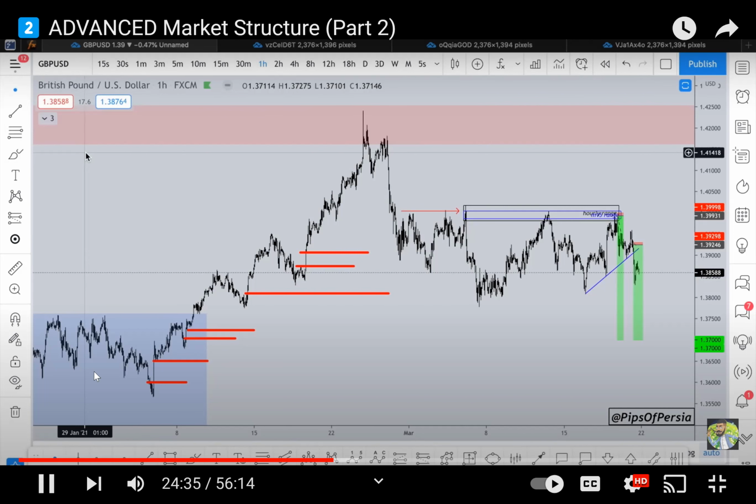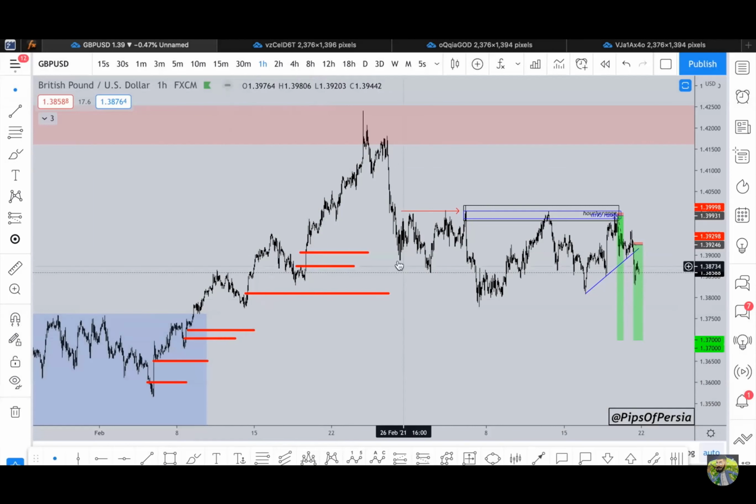To avoid all of this confusion, I'm not necessarily paying attention to these imbalances and to these institutional candles and to these points of interest. I don't really care about that just yet. First, I want to see my directional confirmation, meaning what?